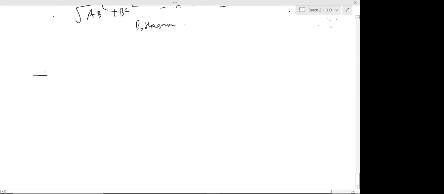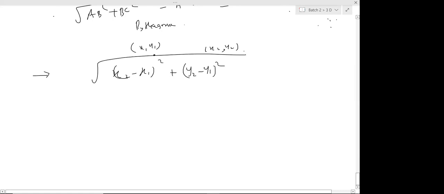Rahman, in 2D, do you remember the distance formula between 2 points, x1 and y1? Yes, sir. Tell me the formula. So x2 minus x1 divided by y2 minus y1. No, no, plus, not the slope formula. Distance formula. Plus y2 minus y1, whole square under root, right? Yes, sir.